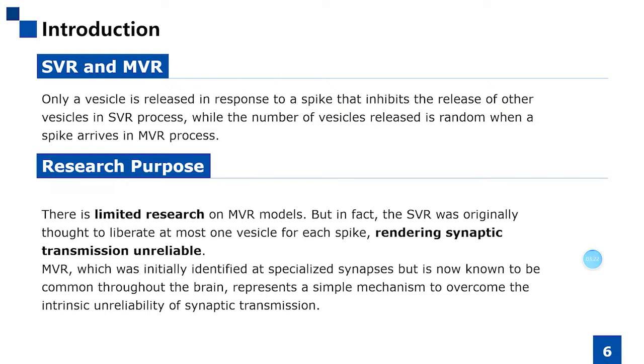There is limited research on MVR models, but in fact, the SVR was originally thought to release at most one vesicle for each spike, rendering synaptic transmission unreliable. MVR, which was initially identified at specialized synapses but is now known to be common throughout the brain, represents a simple mechanism to overcome the unreliability of synaptic transmission.